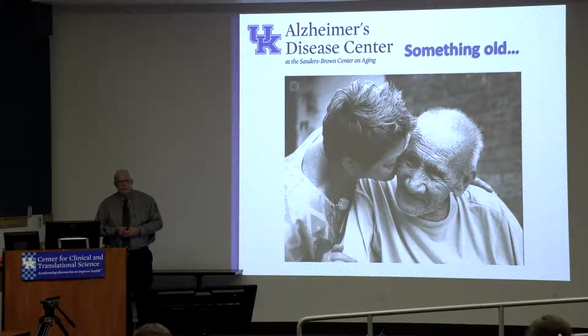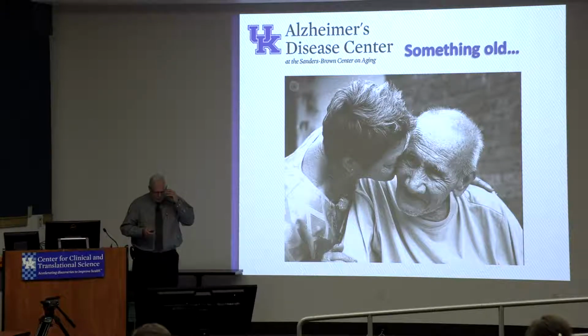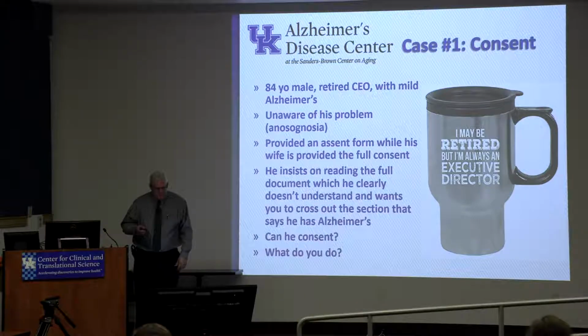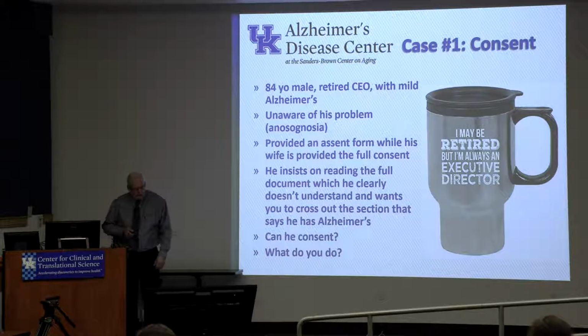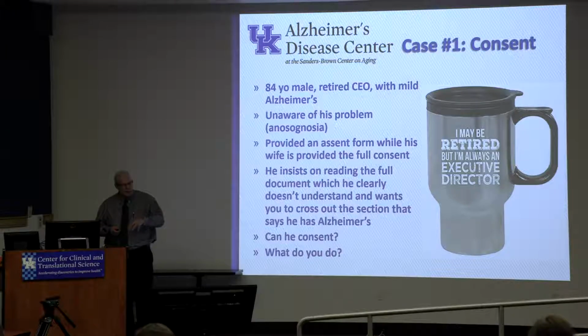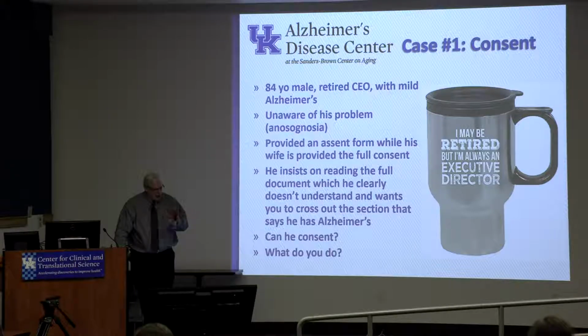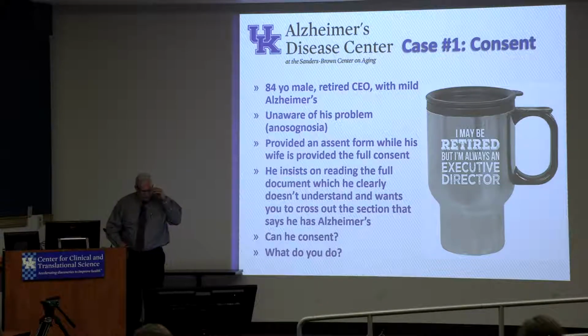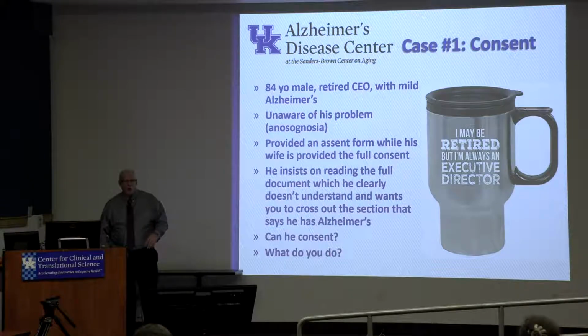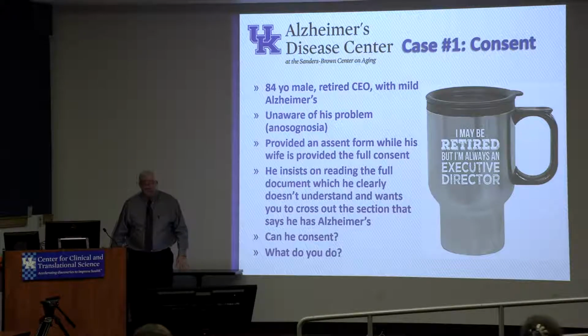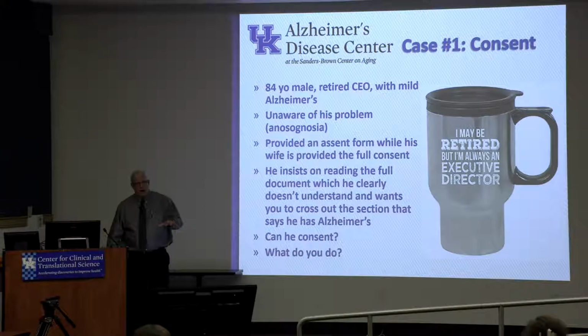Let's move into some specific examples, and I think this is really, really important. Of course, we'll talk about something old. So these are all real cases that I've encountered. Either they've been my patients, or in the case of the child vignettes, in cases that I've encountered while on the IRB. So this is an 84-year-old gentleman. He's a retired CEO of a major company. He has some mild memory problems, and he's been diagnosed with mild Alzheimer's disease.